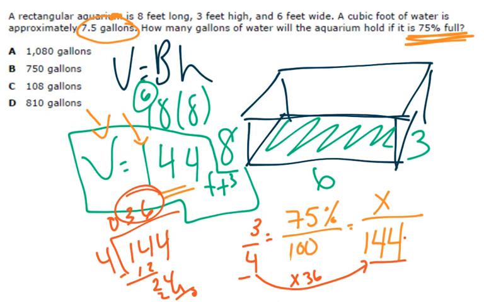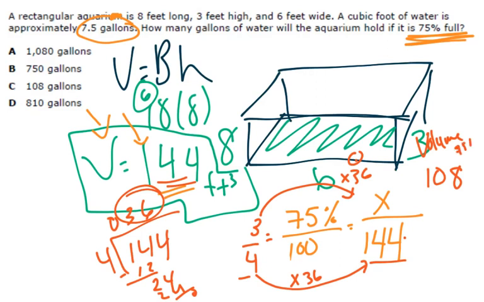And these three numbers make up a fact family. So it has to be times 36. 3 times 36 is going to give me, 3 times 6 is 18. 3 times 3 is 9, plus 1 is 10. 108. Again, don't fall for it. At least the 144 wasn't listed as an answer choice. 108 is. But this is the volume of this aquarium when it's 75% full.